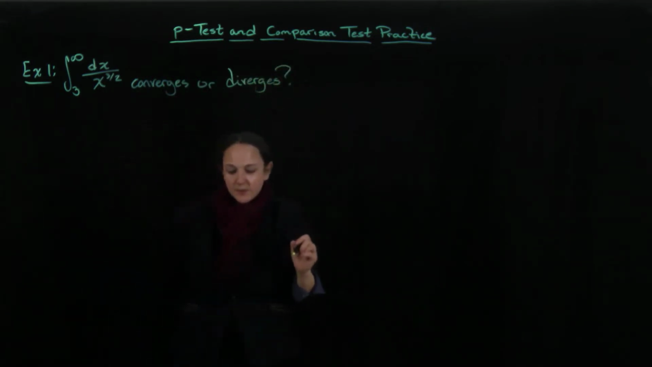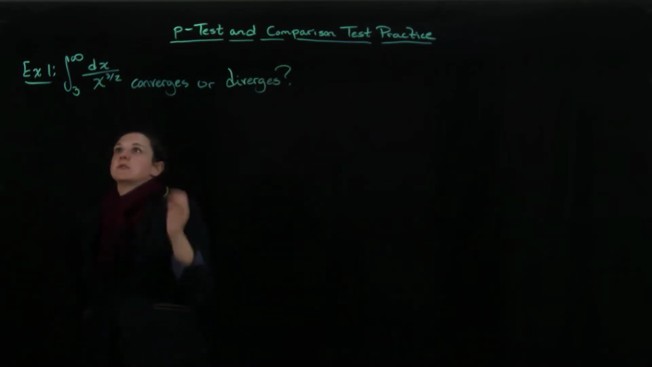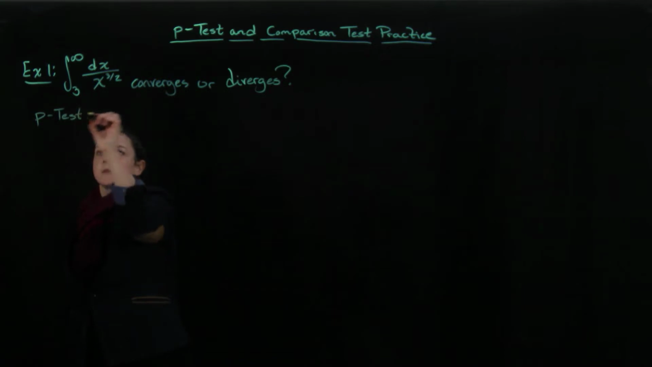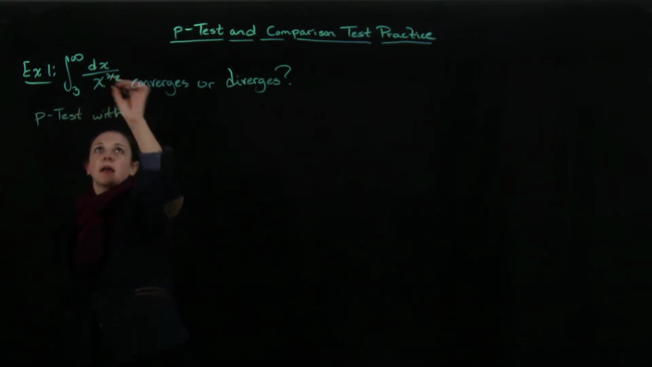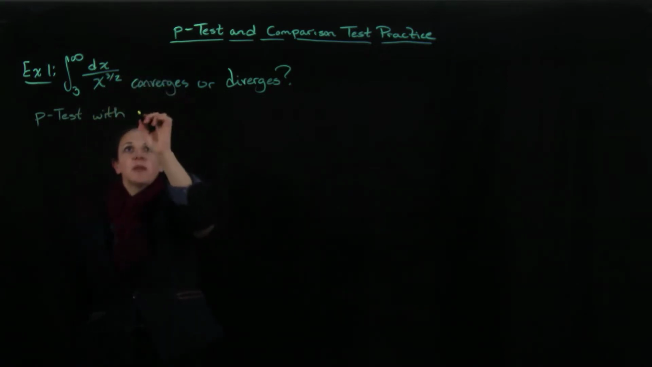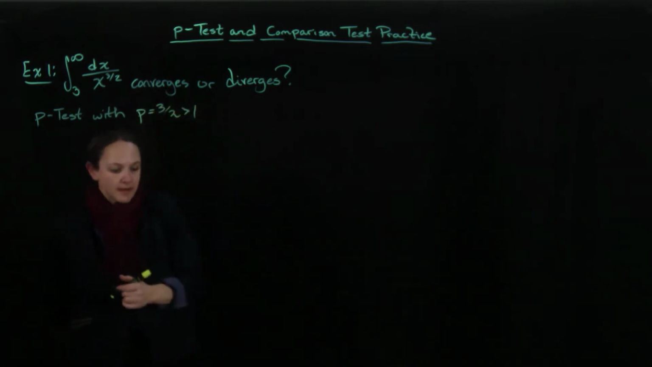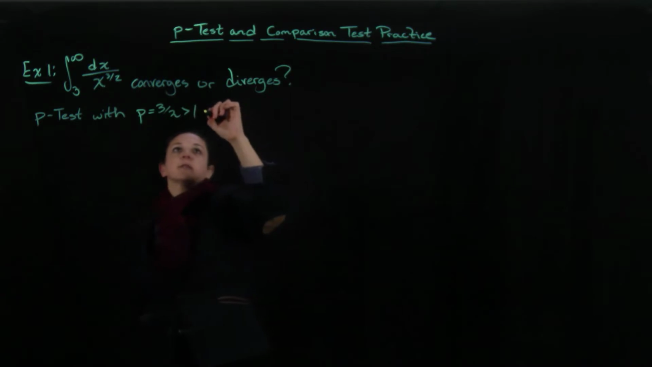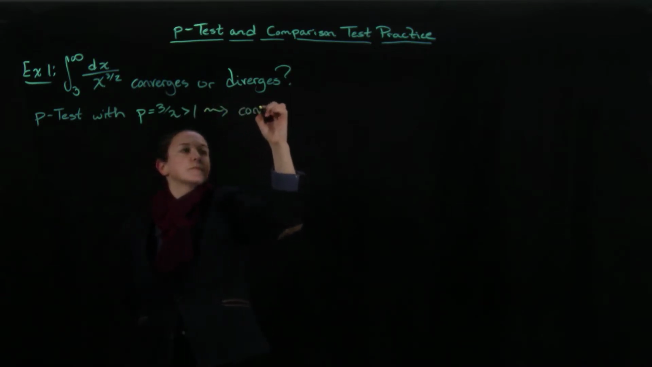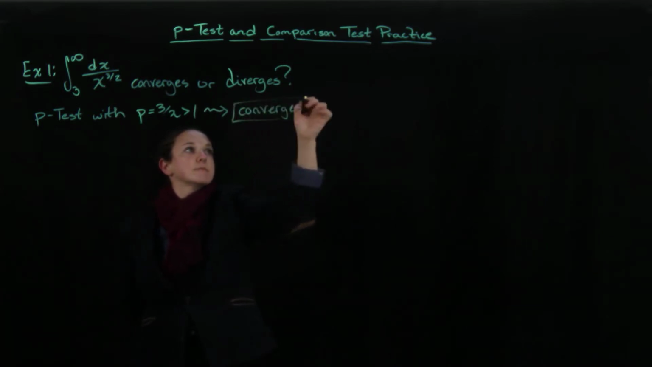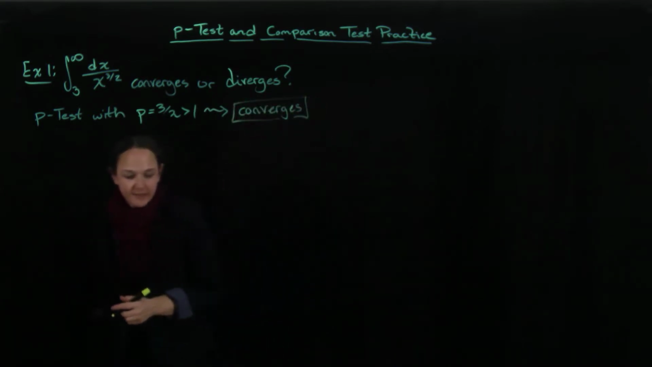If you look at that, for this one we can just use the p-test. We have 3 halves, so p equals 3 halves, which is greater than 1. So that's going to give me that this converges. Okay, so that's a quick application.